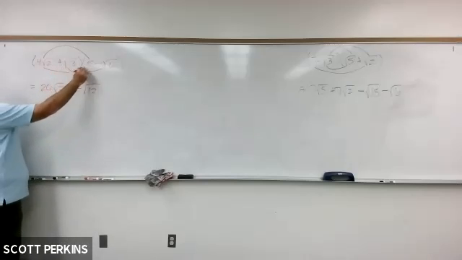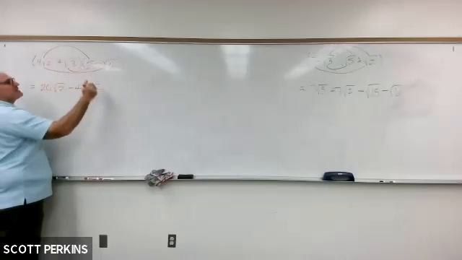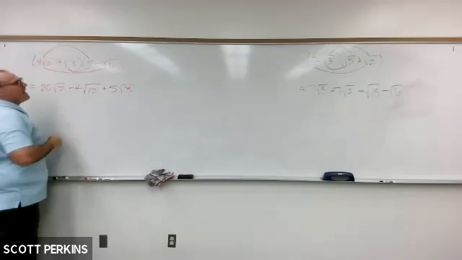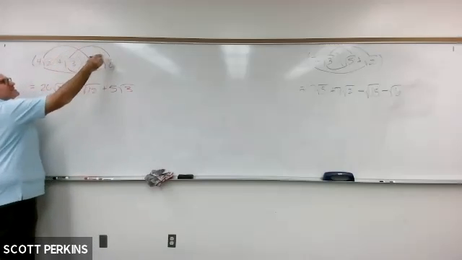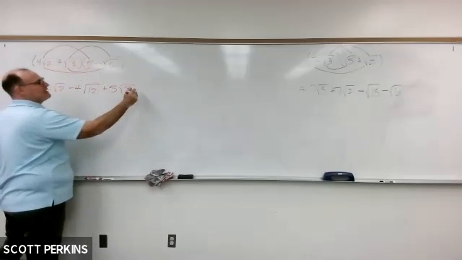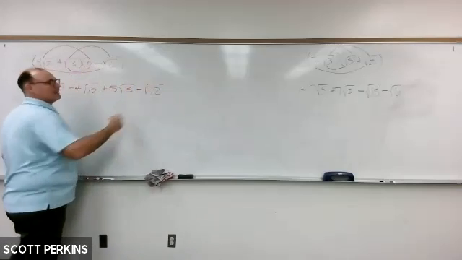The inners, square root of 3 times 5. This is the radical. This is outside the radical, so I've got 5 square root of 3. And then finally, square root of 3 times negative square root of 6. A positive times a negative is negative, and I've got square root of 18.